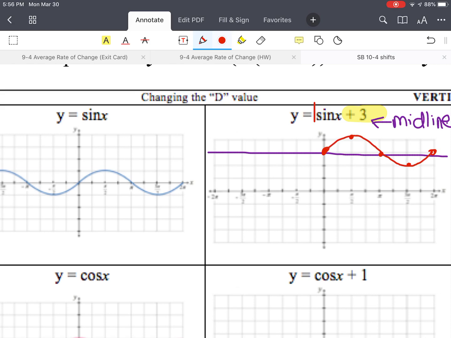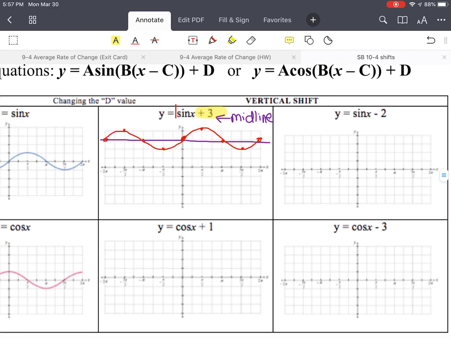So let's go the other way. Here I am at the midline. At the next critical value, I need to go down to the lowest. Well, the lowest is just 1 below the midline. So that's going to be here. Back to the midline, 1 above the midline, and then back to the midline. Okay, I'm not going to do all of these.